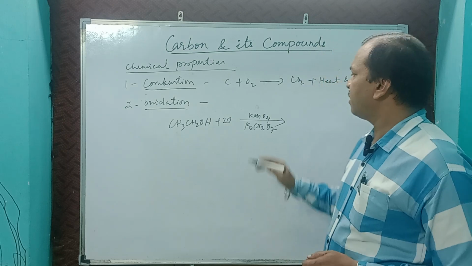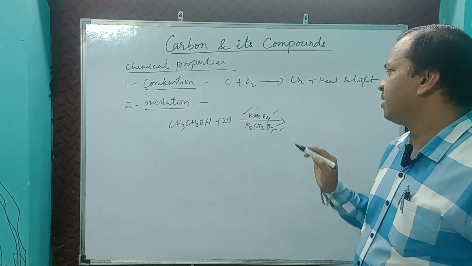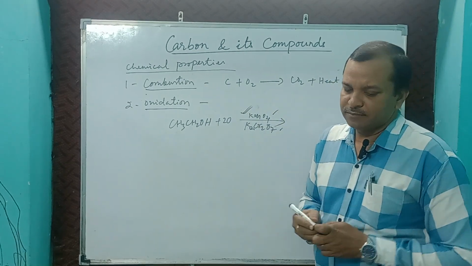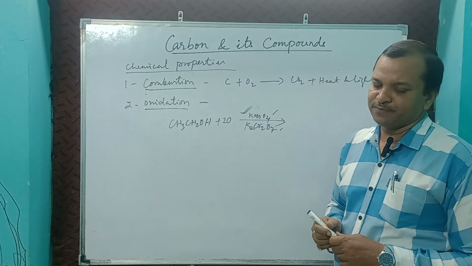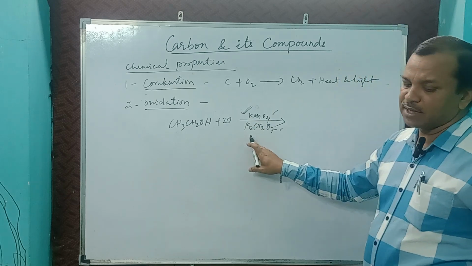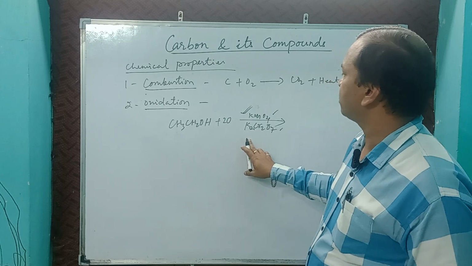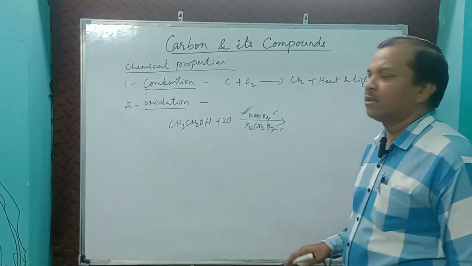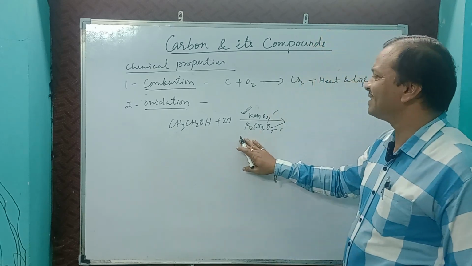Here it is either this one or this one. This one is basic in nature and this one is acidic in nature. They are called KMnO4, potassium permanganate, and K2Cr2O7, potassium dichromate. They both are oxidizing agents. Those which help in oxidation are called oxidizing agents.